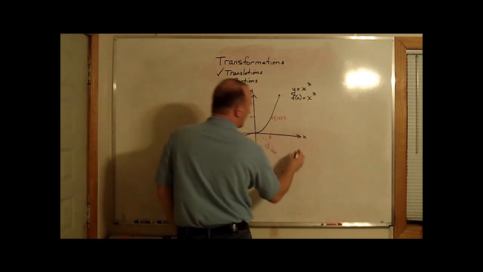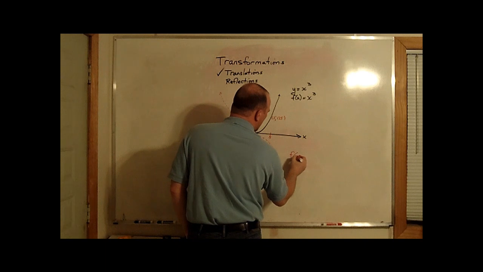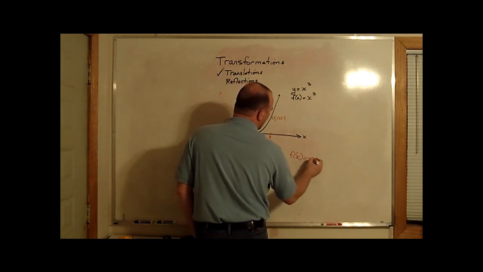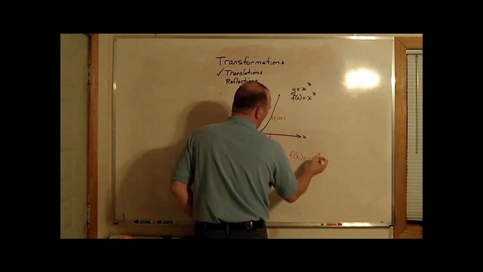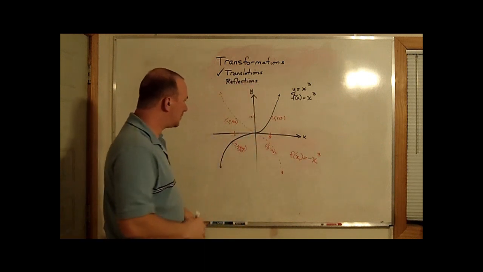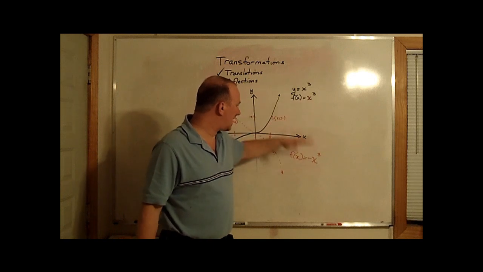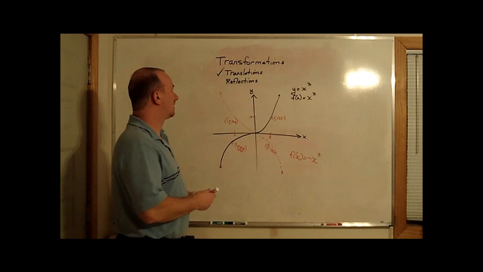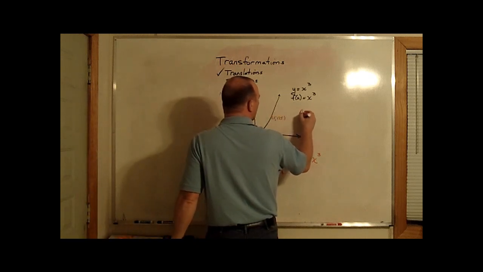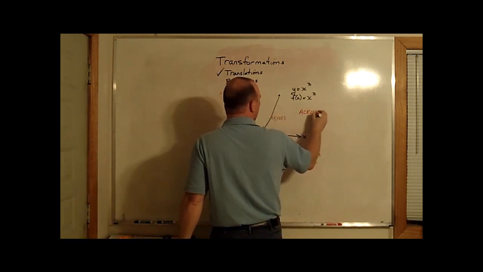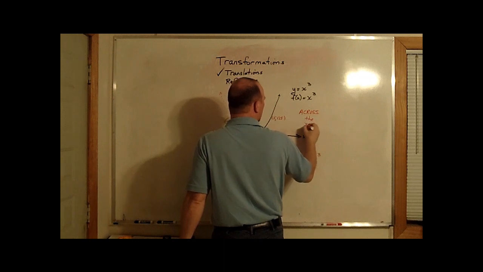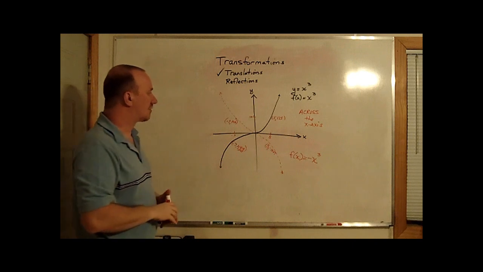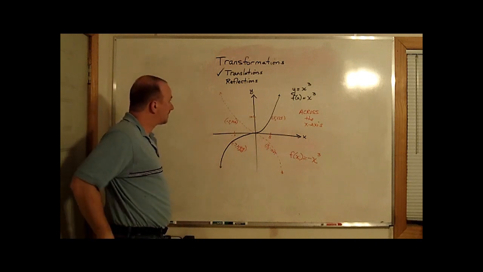So the function, this new function, becomes minus x cubed. And basically when you have a negative in front of the function that you had, it is just flipping it across the x-axis. So this gives you a reflection across the x-axis.